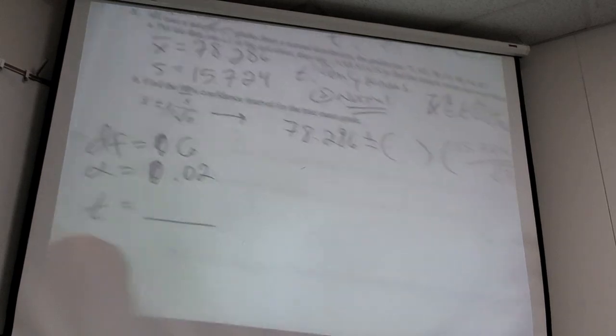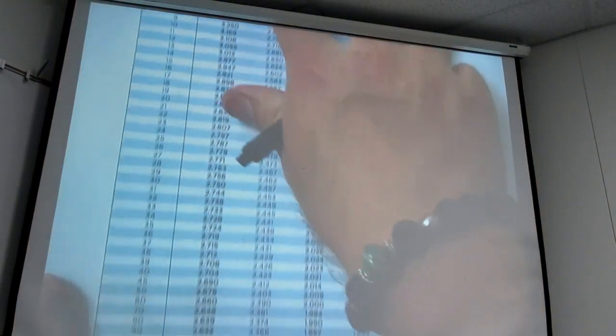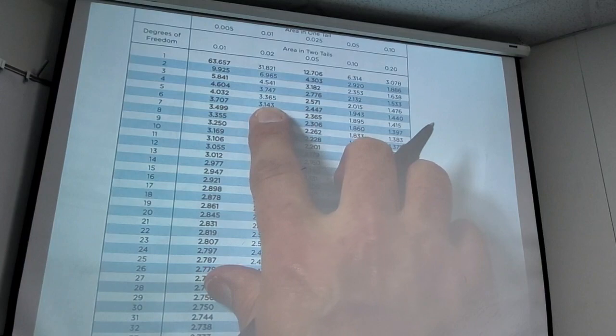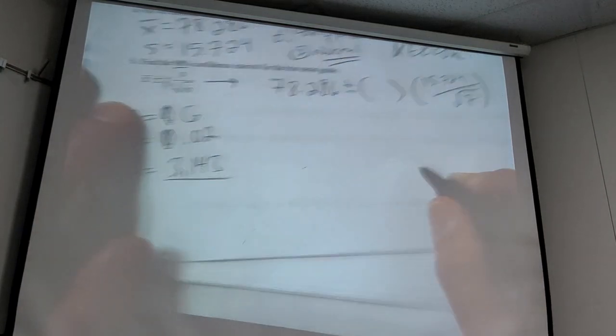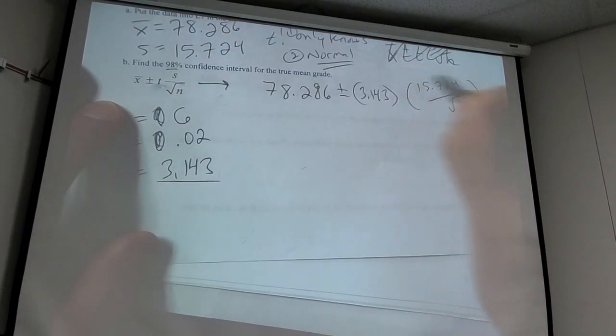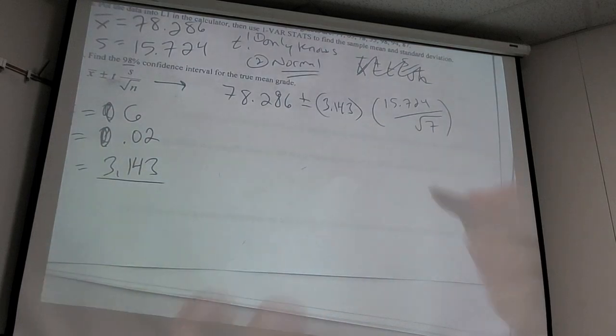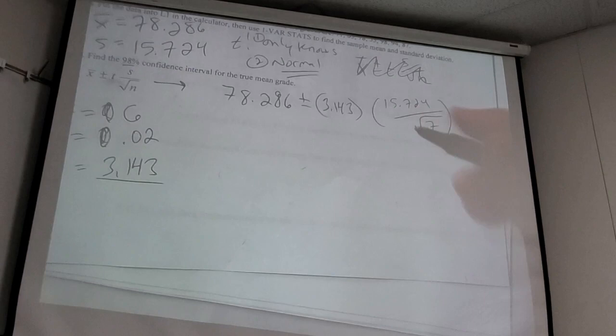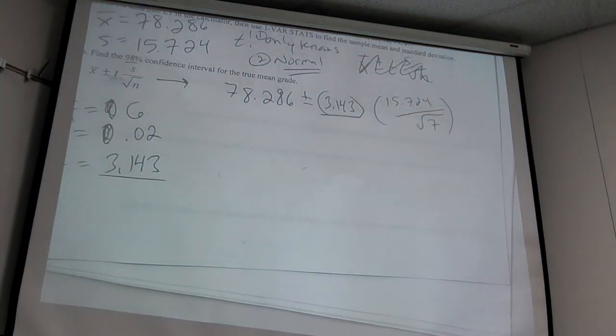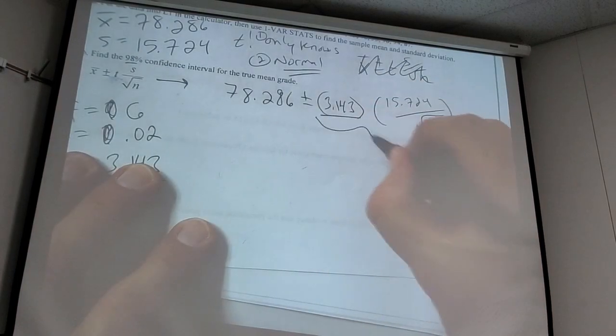So if I go to 0.02, and I stop at 6, 3.143. So now it's all the same work. The only difference between the problems you're doing in section 8.1 and the problems in 8.2 is that I get the score that goes here from a different chart. That's it. So now I'll still do the error first.